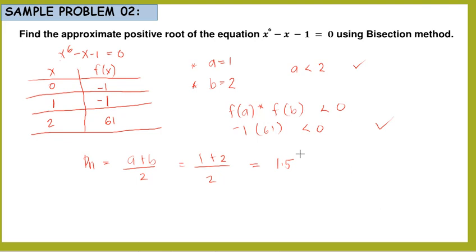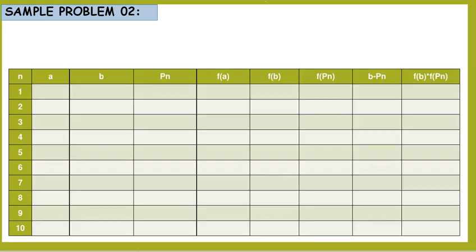So, hanggang hindi pa nag-zero or nag-approximately zero yung b minus pn natin, we have to repeat yung steps natin until yung value ng b minus pn or yung ating error is equal to 0. Okay? So, para hindi tayo malito, gawa tayo ng table. Para hindi na natin isa-isahin na ilalagay yung equation, and then solve again, then equation.